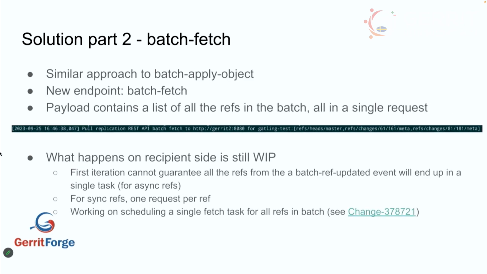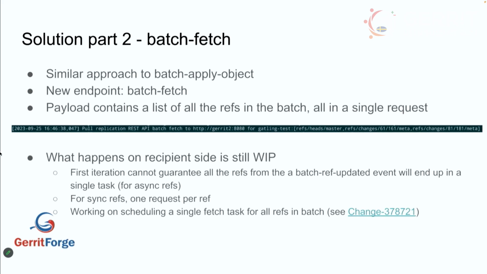The second part focuses on the fetch API. The approach is quite similar to the batch apply object. So we have a new endpoint here called batch fetch. And as you can see in this pull replication log, we're targeting the batch fetch REST API. And we can see in the payload, it includes a list of all the refs. This is on the sender side.